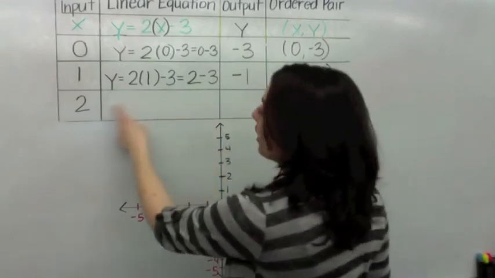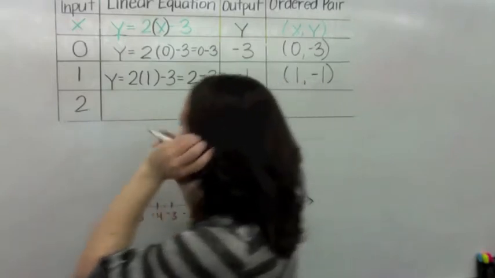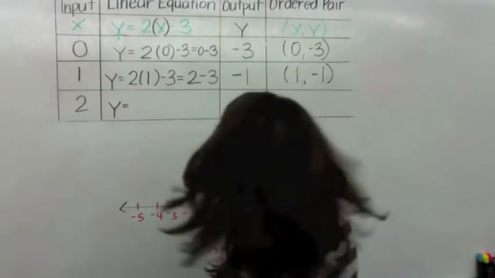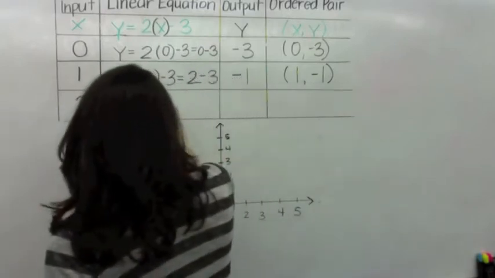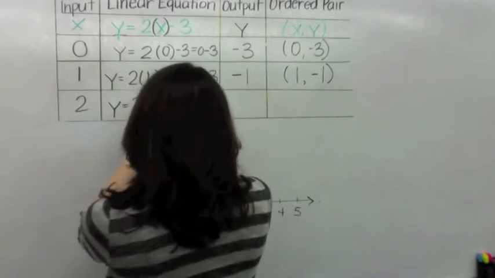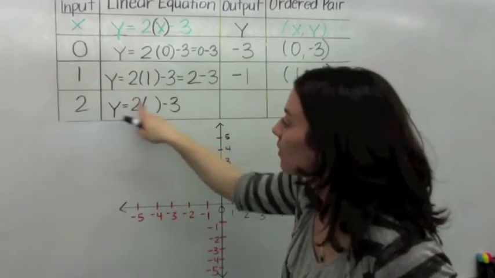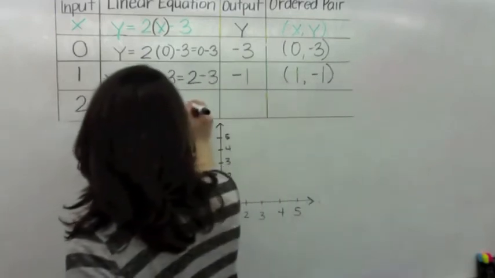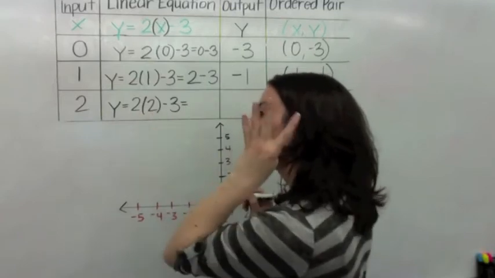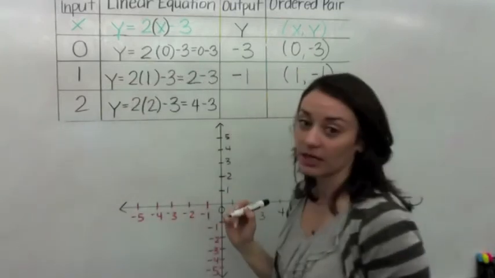Let's do one more. Now we're going to plug in 2. So we rewrite the original equation, and it's going to be 2 times x, which we're going to plug in, take away 3. So what is x? X is going to be 2. So this one now, what is 2 times 2? 2 times 2 is 4. And 4 take away 3 is pretty easy, right? It's 1.